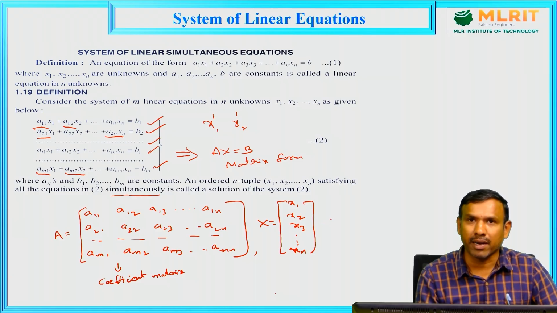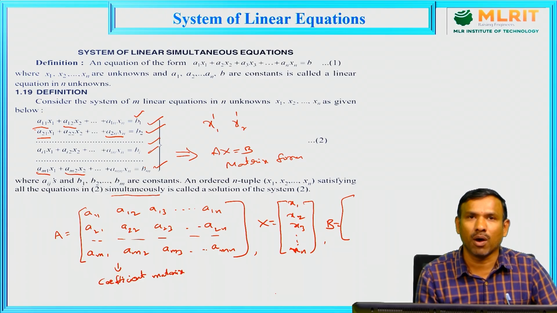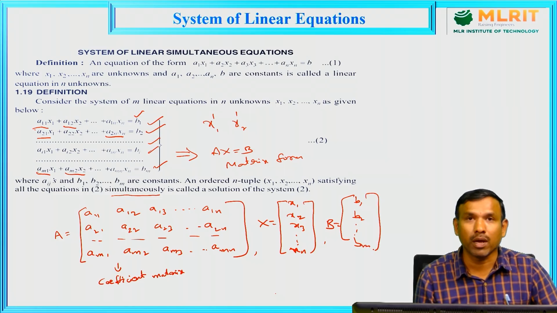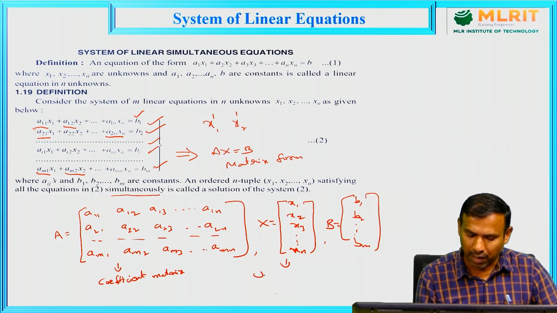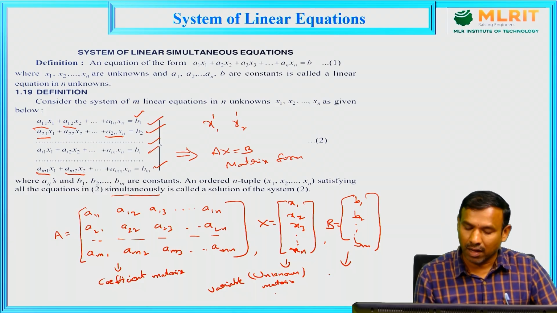Next, the B matrix means the RHS. In the equations, whatever constants B1, B2, B3, and so on we have on the right hand side, we write in a column matrix: B1, B2, up to Bm. The X matrix is called the unknown matrix, or we can also call it the variable matrix. And this B matrix is called the constant matrix, or the RHS matrix. Anything is okay.